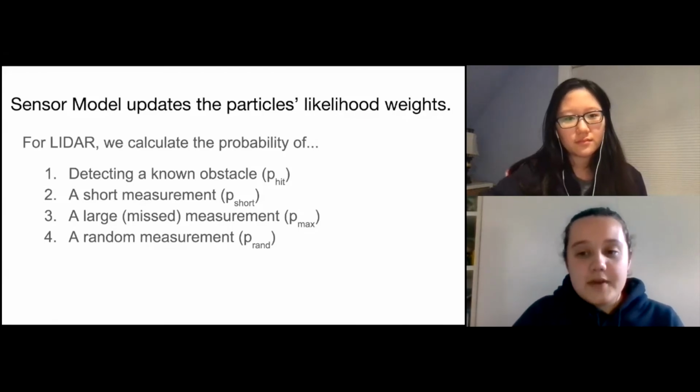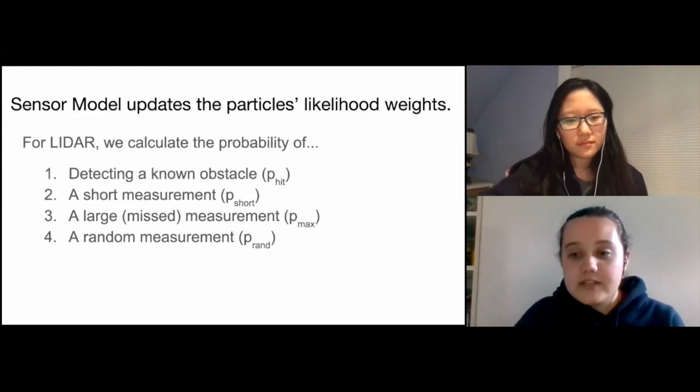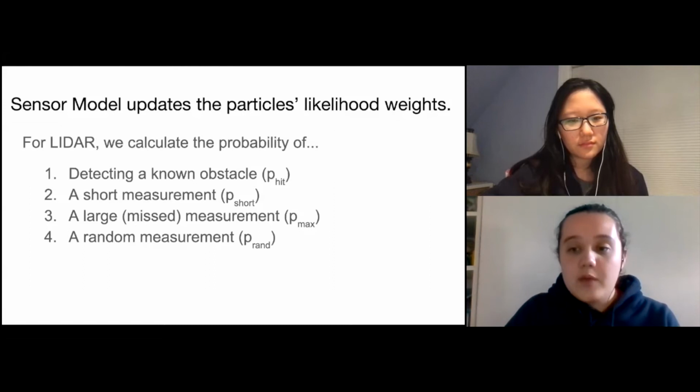Now that we've talked about the motion model, let's talk about the sensor model. It updates the particles' likelihood weights, which means that each particle has a probability of being the actual location of the car, and we are trying to calculate that probability. For a LiDAR scan, that's based on 4 different probabilities.